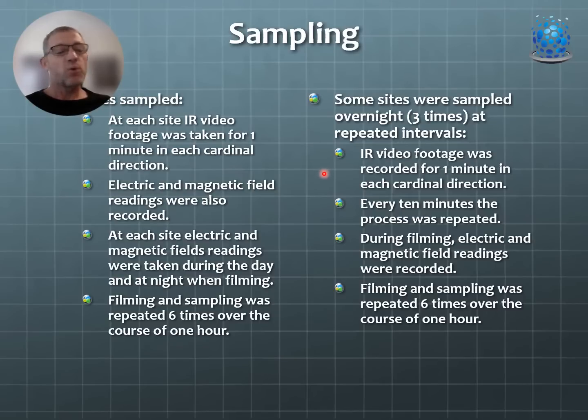So again, video footage in IR is recorded at 1 minute intervals in each cardinal direction. So that means every 10 minutes we're repeating the process, orientating ourselves to the cardinal direction. And during filming, electric and magnetic field readings were recorded. So you end up with 6 sample times over the course of an hour, and for each of those sample times we record at 1 minute in each cardinal direction.